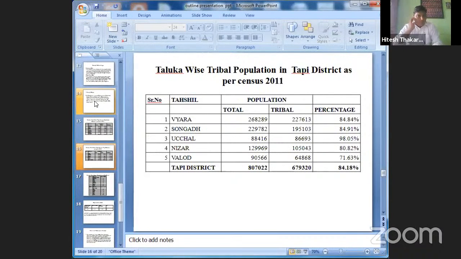Here in this table, we present the tribal population of Tapi district. Tapi district total tribal population is 84.18%, and taluka wise we can see the Vihara is almost 85%, Songad is 85%, Uchal taluka is 98.05%, Nijar taluka 80.82%, and Walur taluka 71.63%. The total tribal population in Tapi district is 84.18%. All the data recorded as per the census 2011.